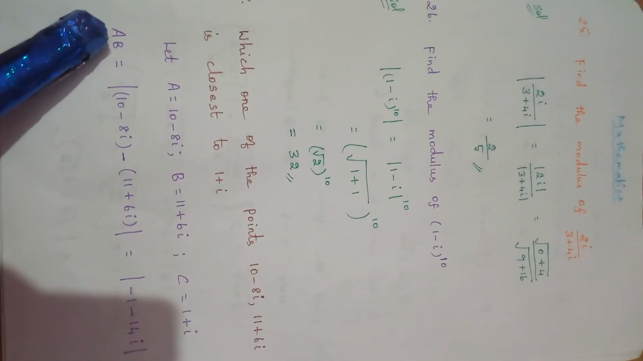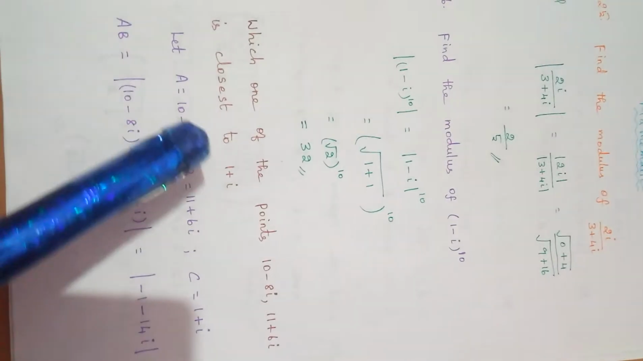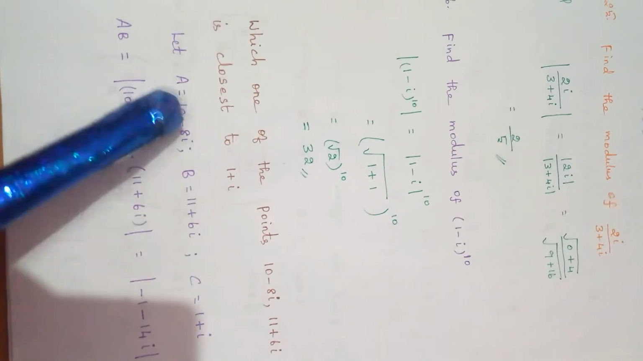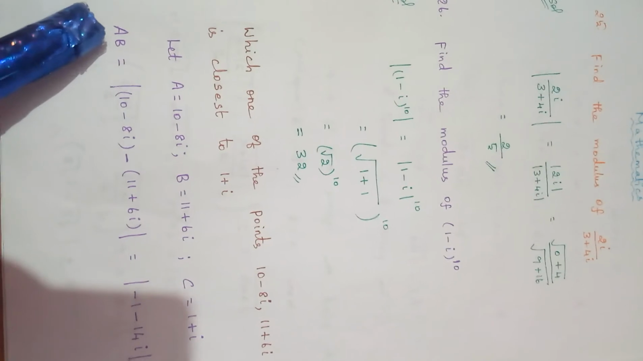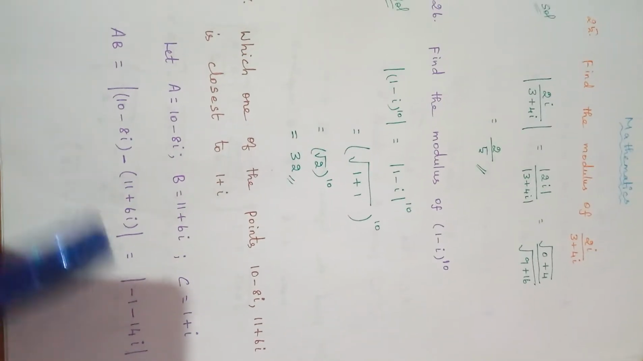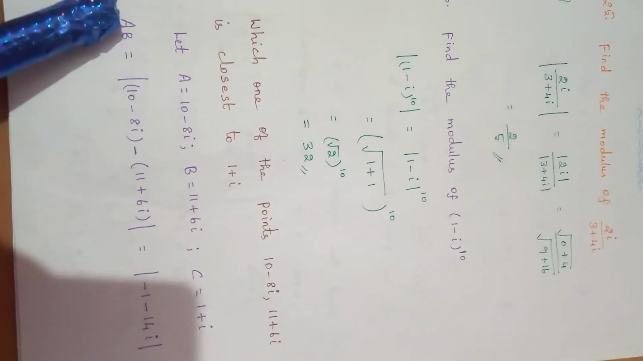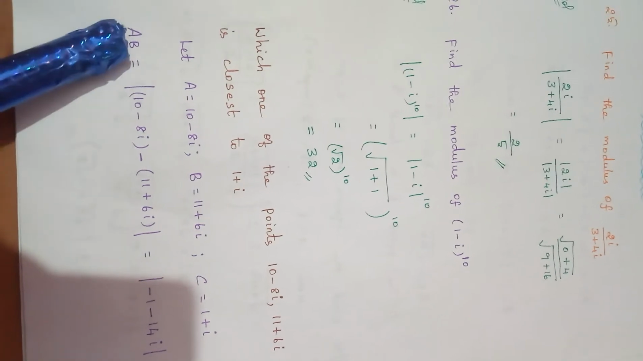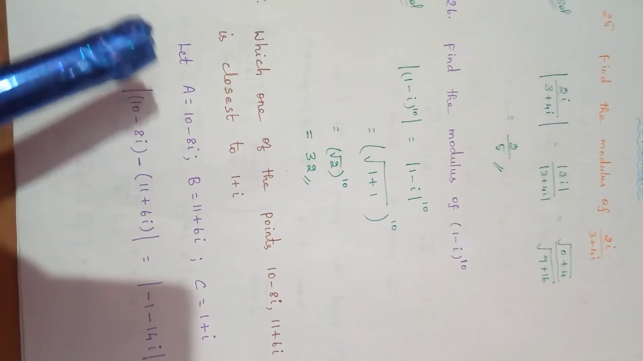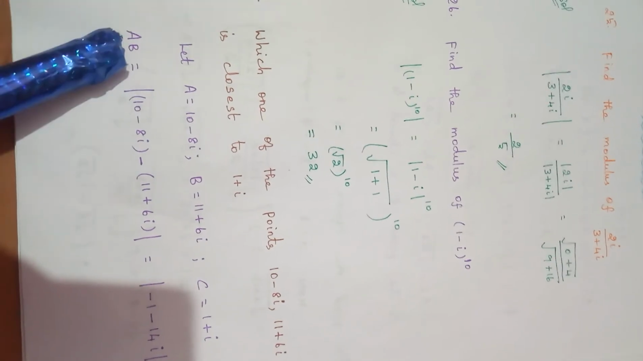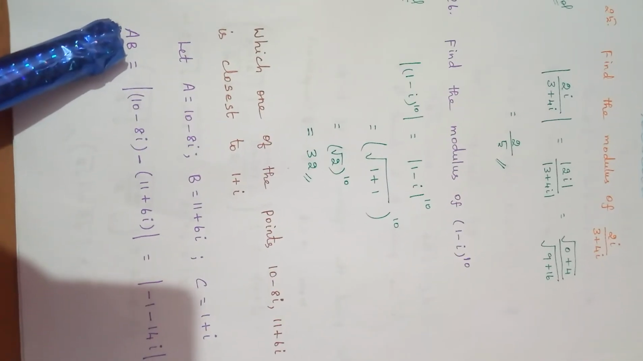What does AB mean? For these complex numbers, if I find AB, the meaning is the distance between A and B. Just try to understand. This is a new concept that I am telling now only. AB, if I write like this, the meaning we have to take is the distance between the complex number A and the complex number B. That is the meaning. How to calculate AB?